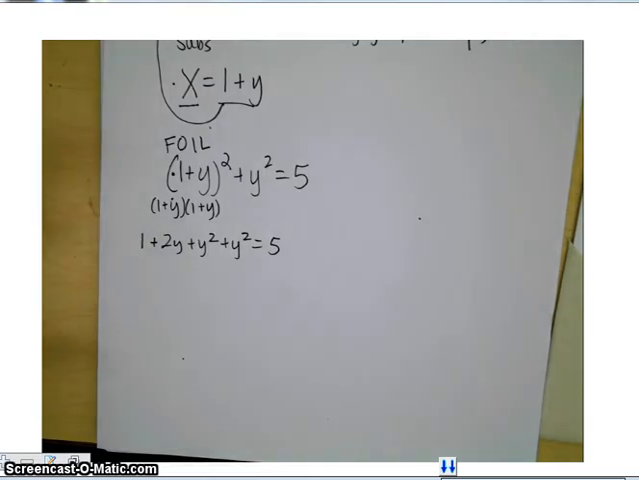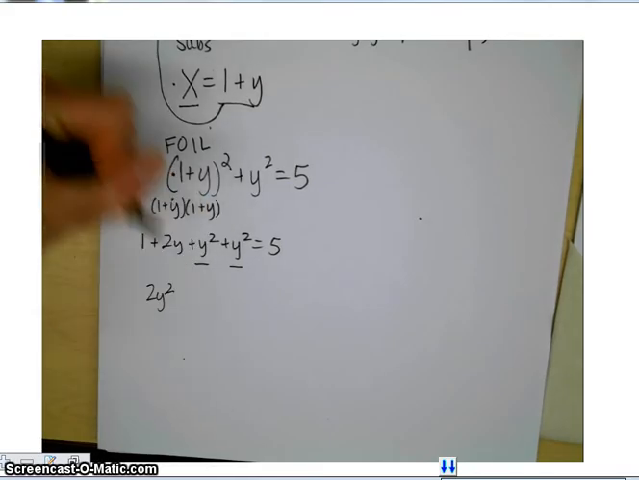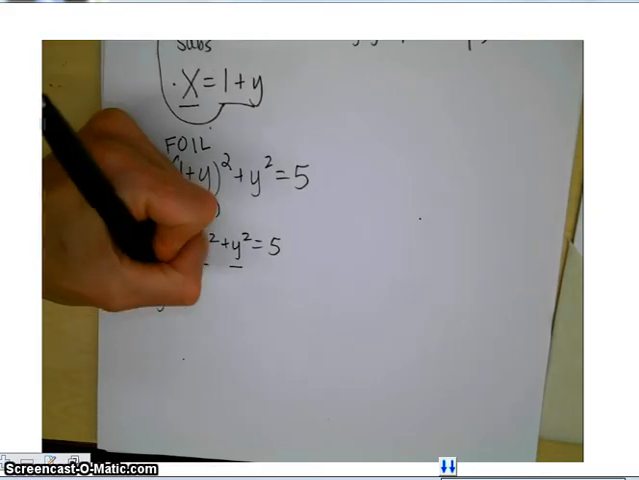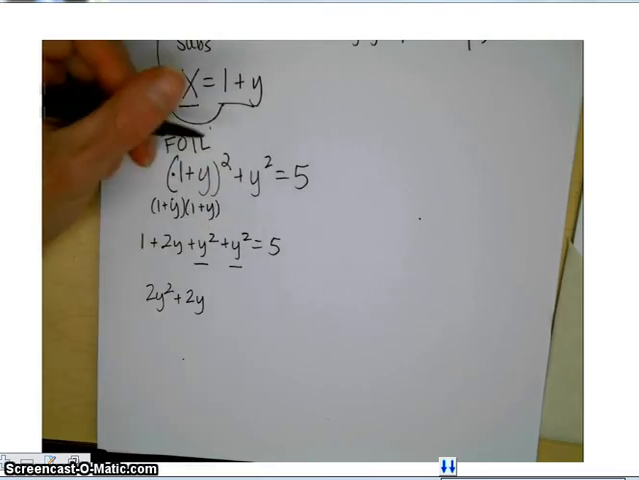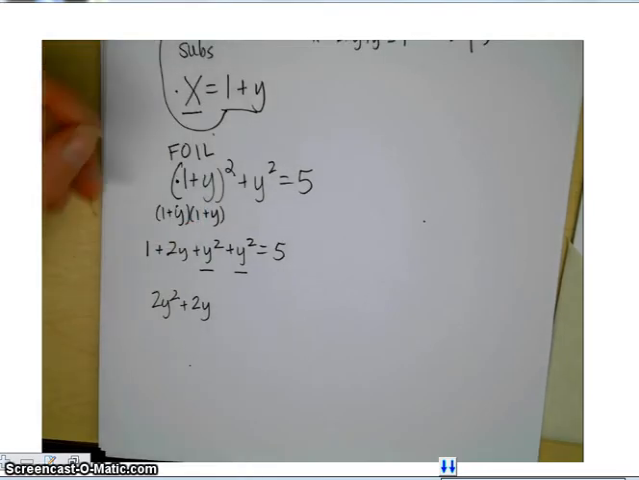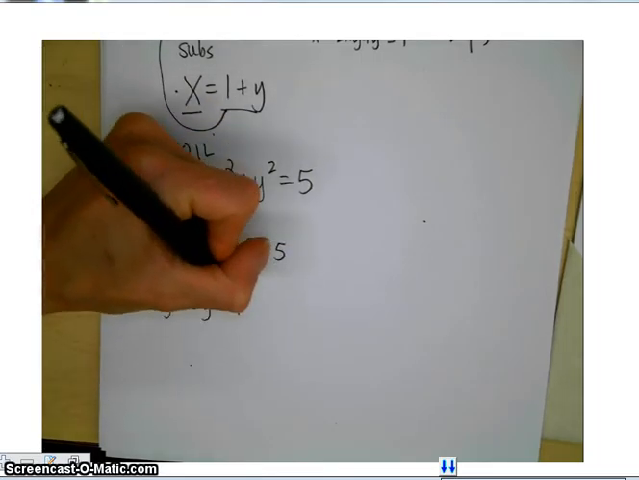Okay, so trying to solve this for y still. What's my next step? Add the 2y squareds and get 2y squared, and then plus 2y, and then this is a quadratic. I can't solve this by moving things from side to side. I've got to get it all on one side and set equal to 0. So minus 5 gives me negative 4 equals 0.